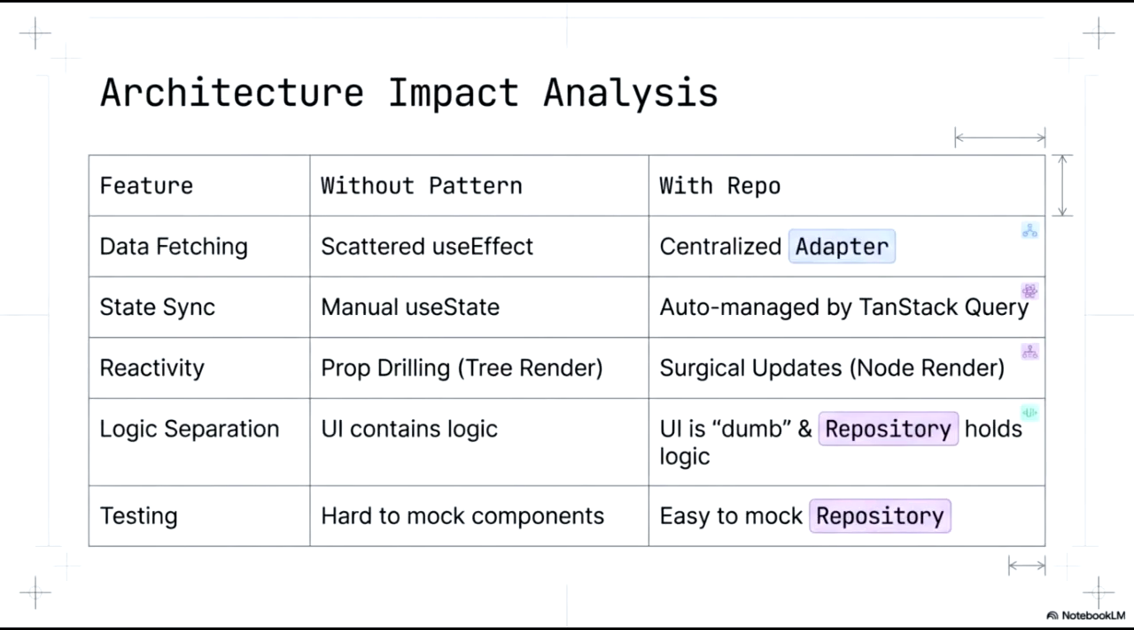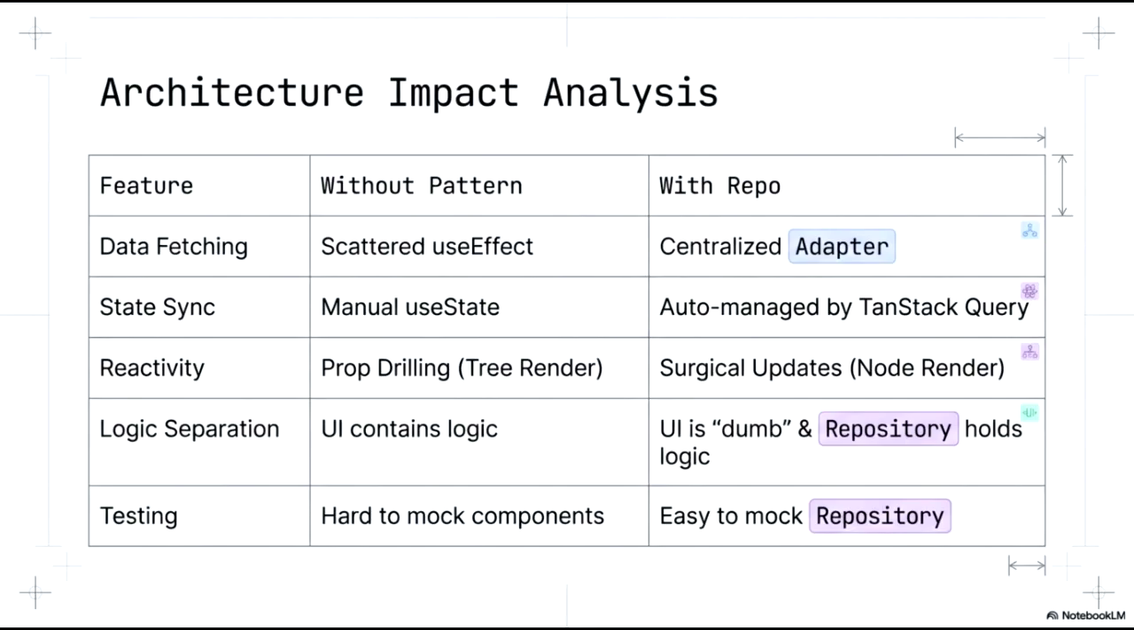This architecture impact analysis highlights the transformative benefits of moving from an unpatterned approach to one utilizing a repository pattern. Currently, our data fetching relies on scattered useEffect hooks, which are difficult to maintain. By implementing a centralized adapter, we consolidate these calls into a predictable, single source of truth. Regarding state synchronization, we are transitioning from manual useState management to an automated system powered by TanStack Query, which handles caching and state updates seamlessly.